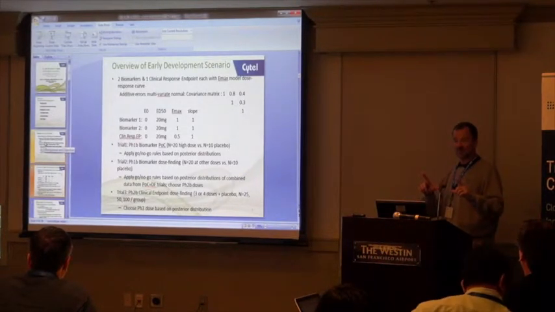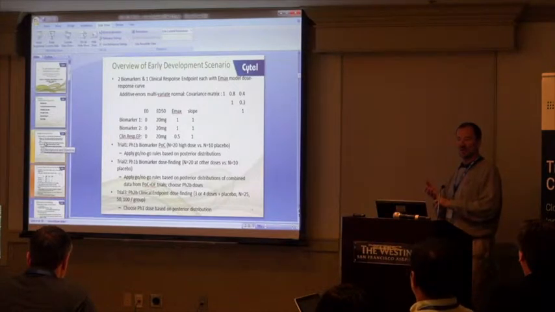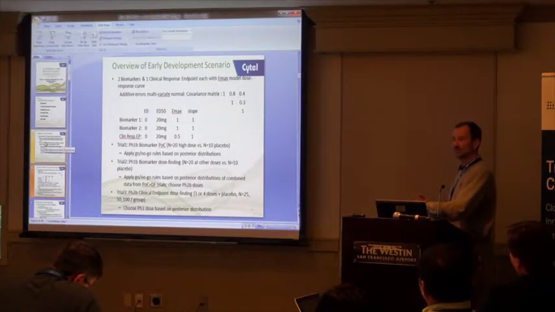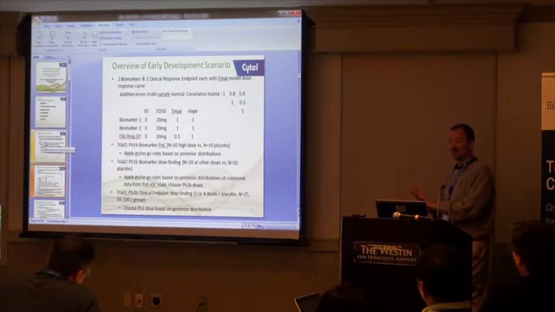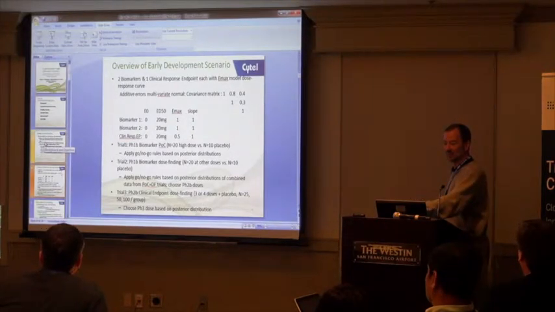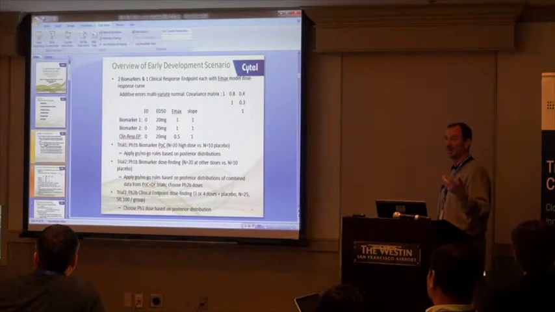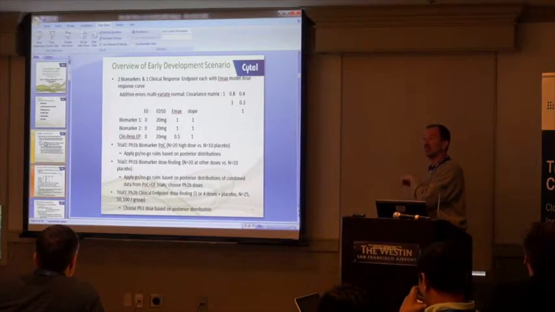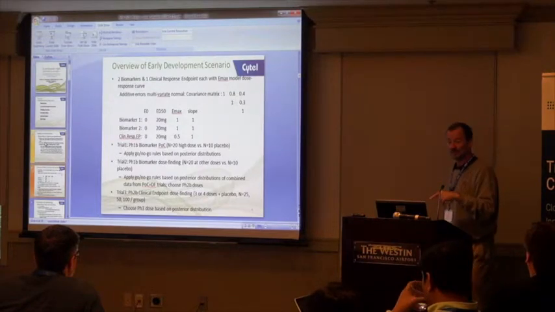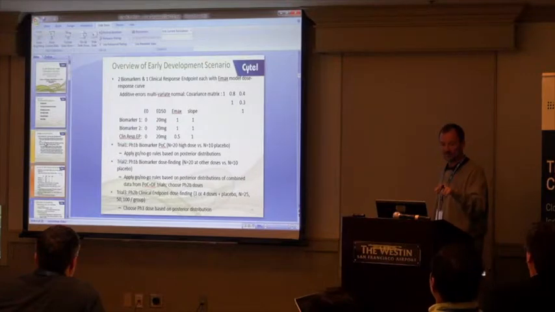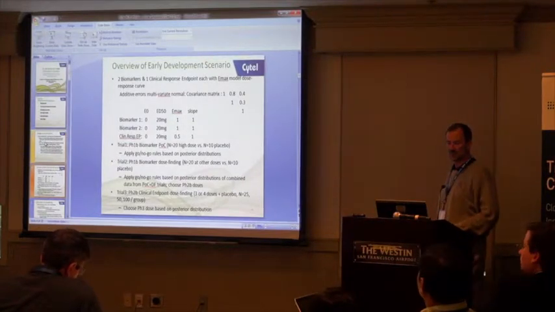This is the framework. We assume 2 biomarkers and the clinical response at an early time point. And we assume the correlation structure among those. The biomarkers are highly correlated. The 2 biomarkers are correlated to a degree of 0.8, and they're mildly correlated with the clinical outcome. And then we assumed underlying Emax models for each of the biomarkers and the clinical response.